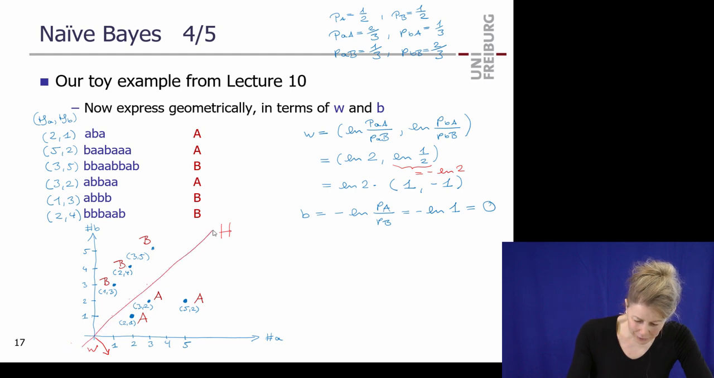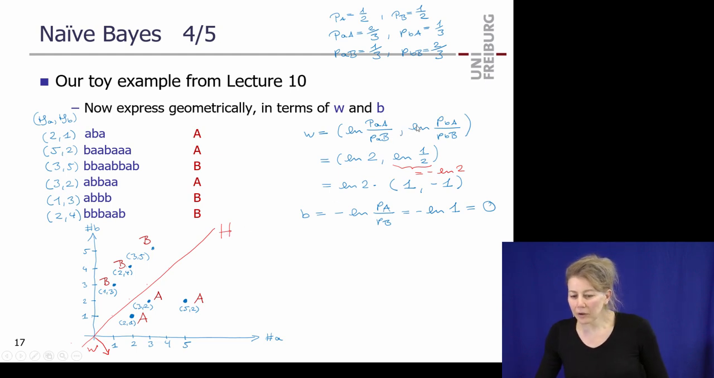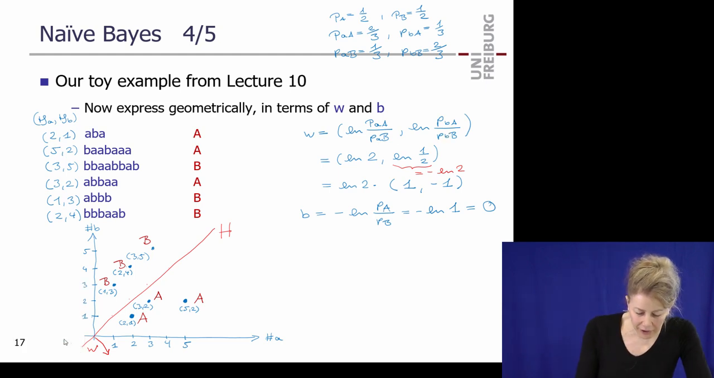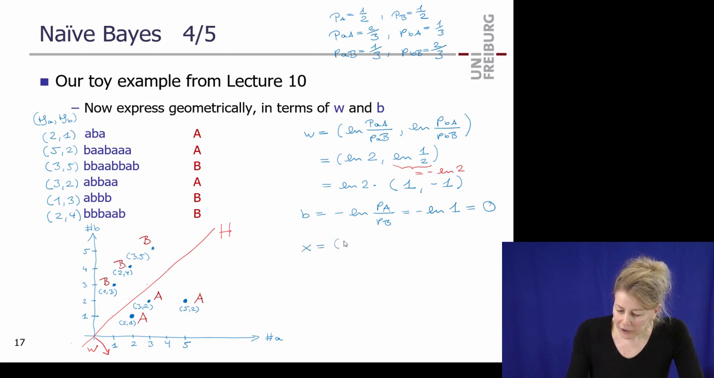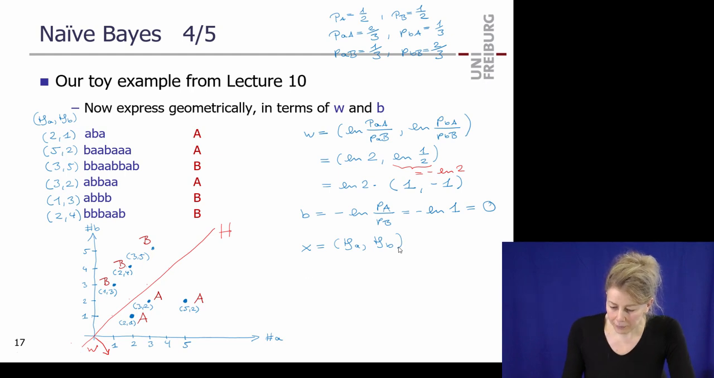So now I have a perfectly straight line going through the origin and you see that everything makes sense. Yeah, it's how I computed it. And now let's take an arbitrary document X. So let's take X = (TF_A, TF_B).